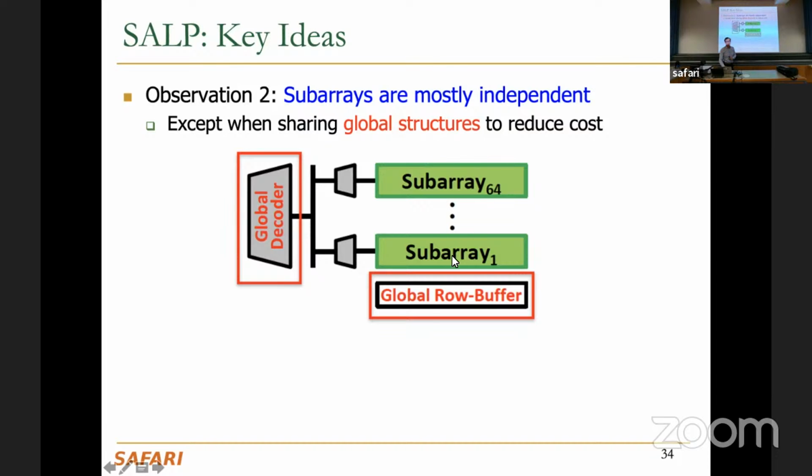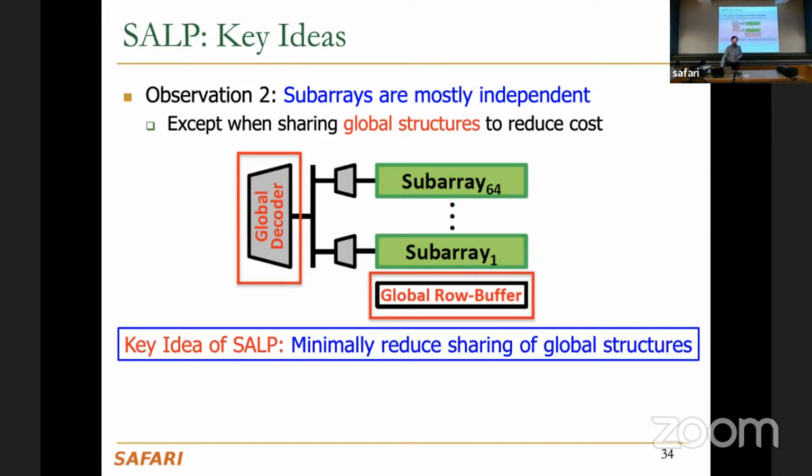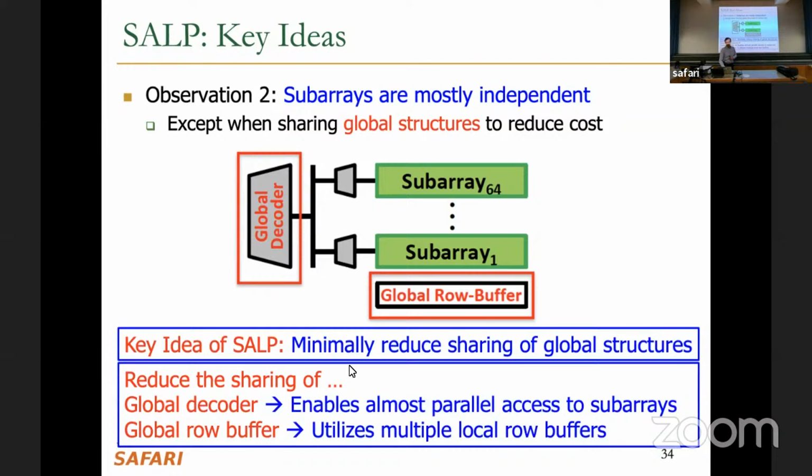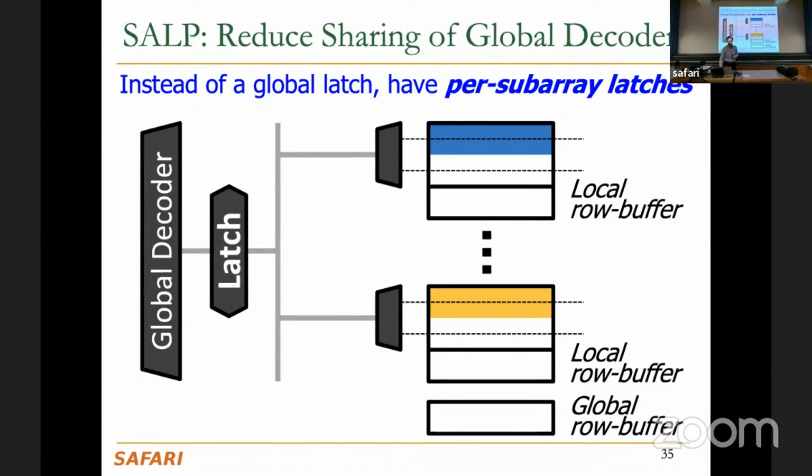So if you want to actually reduce the bank conflicts, one idea is: if two requests go to different subarrays, why not parallelize them, right? That's the idea of subarray-level parallelism. Minimally reduce the sharing of these global structures. For example, if you reduce the sharing of the global decoder, you can enable almost parallel access to subarrays. And if you reduce the sharing of the global row buffer, you can utilize multiple local row buffers. So you can keep multiple row buffers active in a single bank, which is different from the abstraction that we have seen.